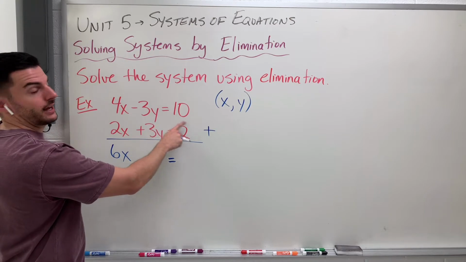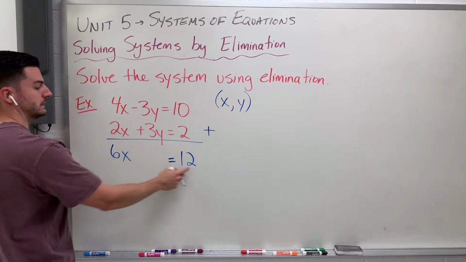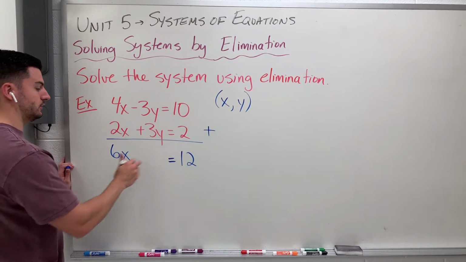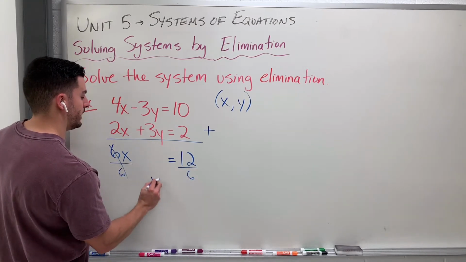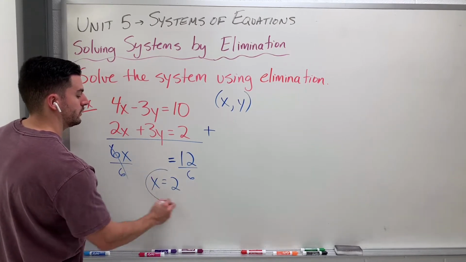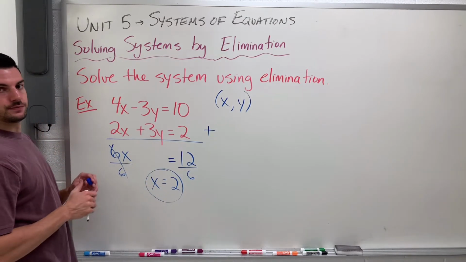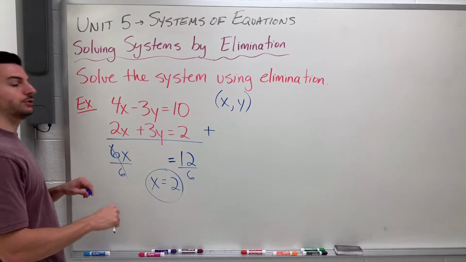And then equals 10 plus 2, which is 12. I just have these two: 6x equals 12. Now it's super easy. I would divide by 6, and so my x value is 2. 12 divided by 6 is 2.